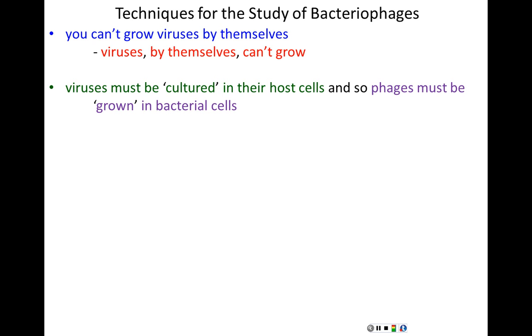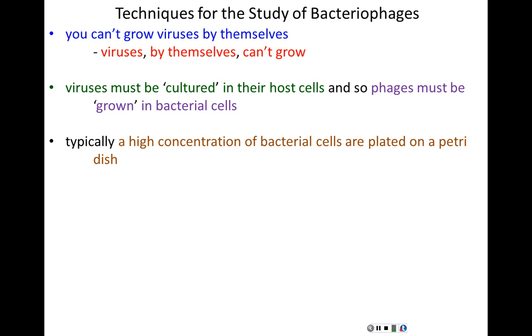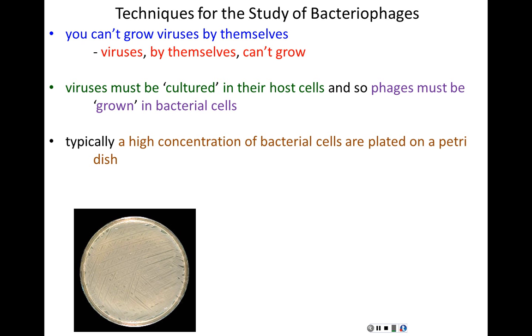It requires the hijacking of host cell machinery in order to carry out its life cycle. So in the lab, if you want to study and work with and grow bacteriophages, you need to grow them in bacterial cells. You need to intentionally infect bacterial cells with these phages in order for your viruses to replicate. So typically how this is done is on a petri dish, you plate bacterial cells in very high concentration. So high concentration, in fact, that the entire plate is covered with bacterial cells.